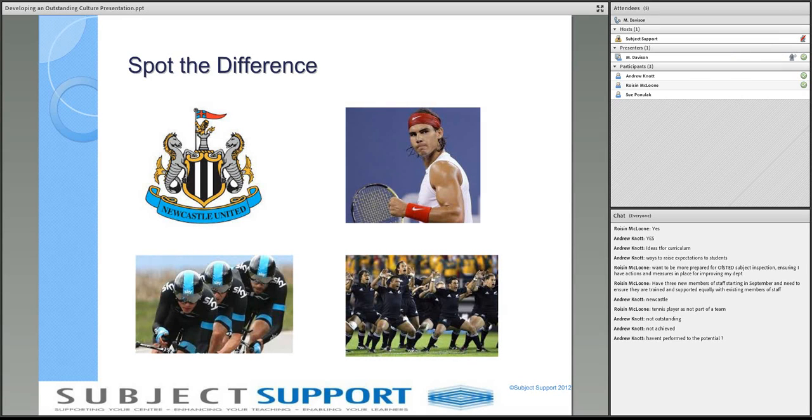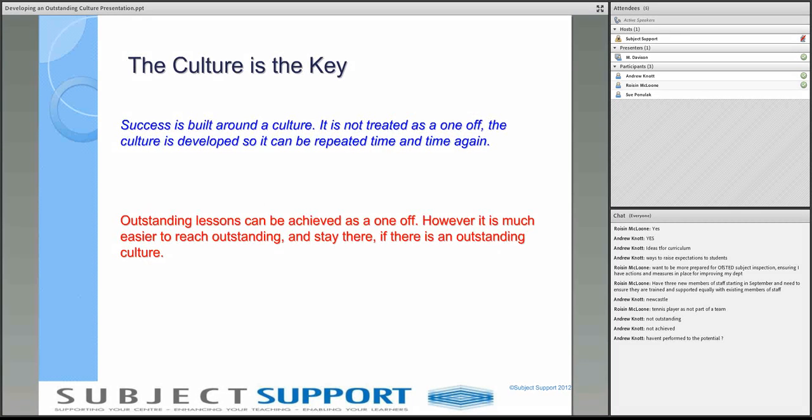When we think about it, a lot of it is down to their culture. This idea of having an outstanding culture, if we relate that to our teaching, yes, outstanding lessons can be achieved as a one-off. However, it's much easier to reach outstanding and stay there if this outstanding culture is embedded. And it's not just for outstanding lessons if we're talking about performance, but also about achievement, about results, about the pupil's progress.